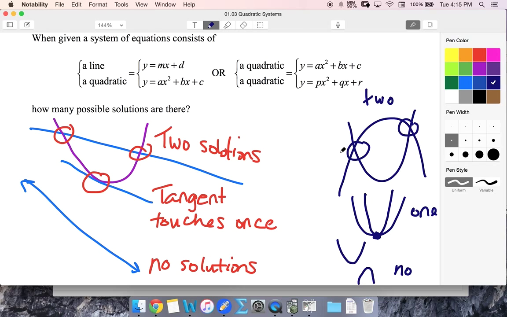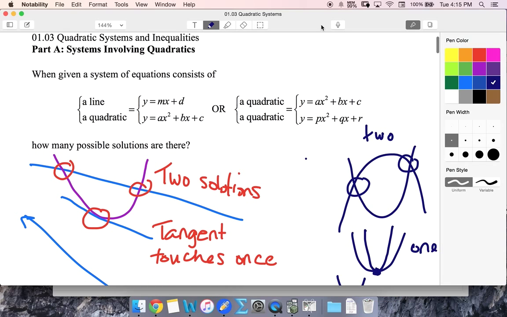So that's the start of our notes. That is the start of Part A with our Unit 1, Section 3 notes.